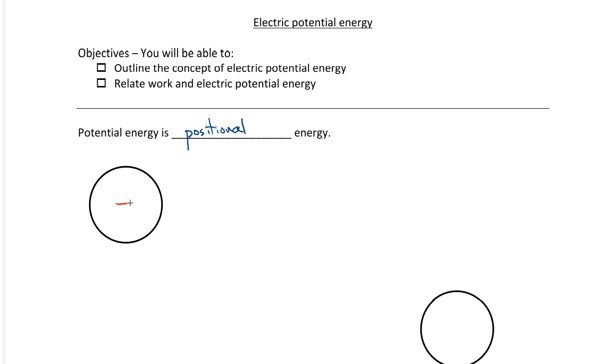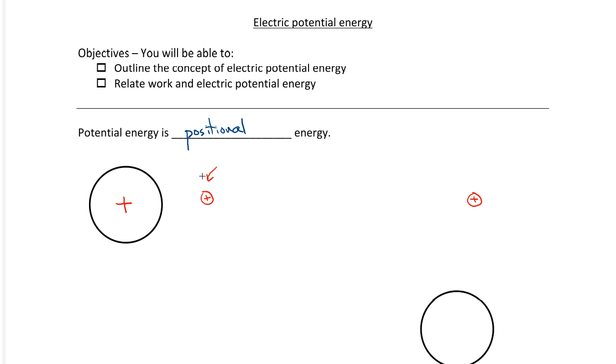So let's say I had a large positive charge here, and I had a smaller positive charge over here, and I started to push the smaller positive charge towards the larger one. As it would get closer, the work that I'm doing, the force that I'm exerting through a distance to push this positive charge towards the larger one, is getting stored as electric potential energy in the system.